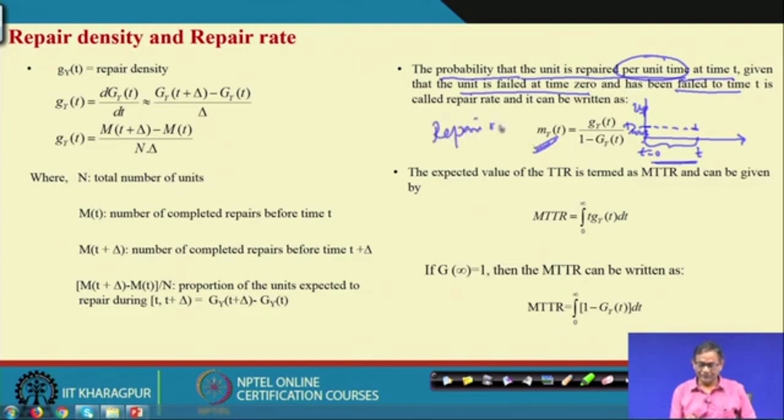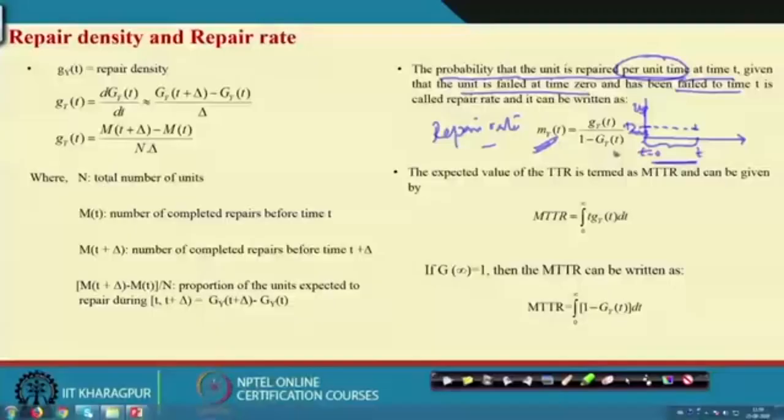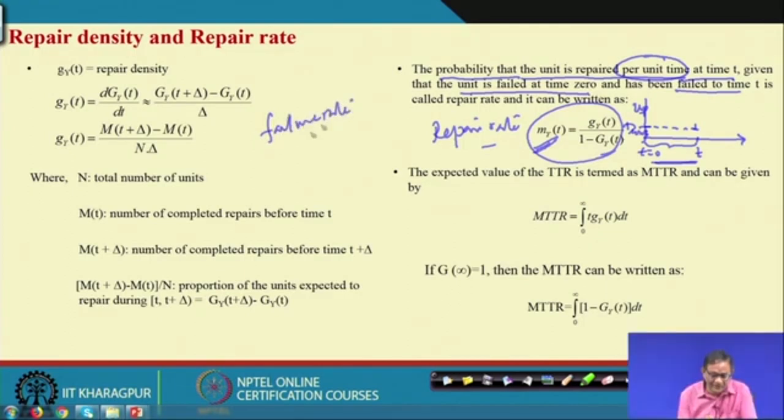It is similar to the failure rate. In the failure rate, we considered that the component is working from time 0 up to time t, and asked what the probability is that it will fail immediately after that, that is, instantaneous failure. There we considered the failure conditional on survival up to time t. Here also, repair is conditional on the system being failed up to time t. So, the same way it is written here. Let me go back again to the failure rate, because you have seen it earlier, the failure rate r(t).